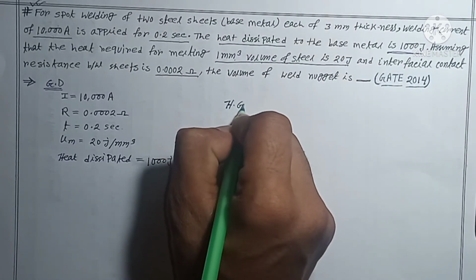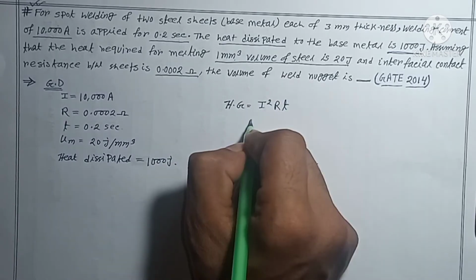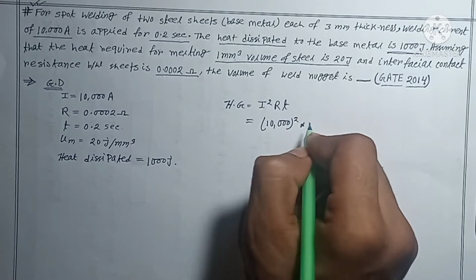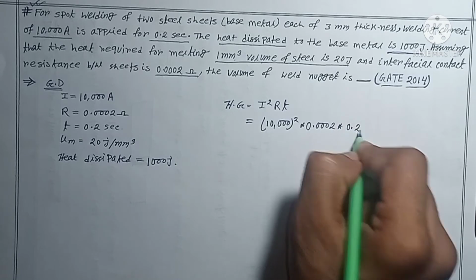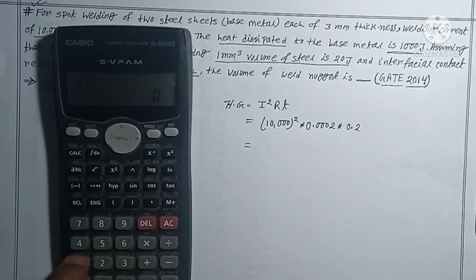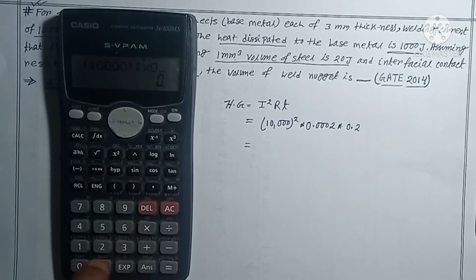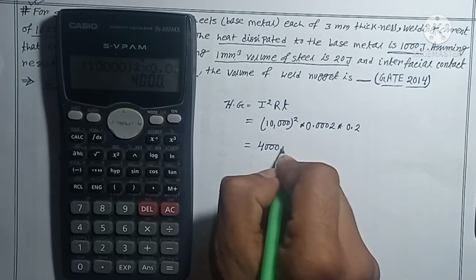Heat generation is equal to I square R T. If you put the value, I is 10,000 square, R is 0.0002 and T is 0.2 second. So I is 10,000 square, 0.0002 is the value of R and 0.2 is the time. So 4000 joule is the total amount of heat generation.